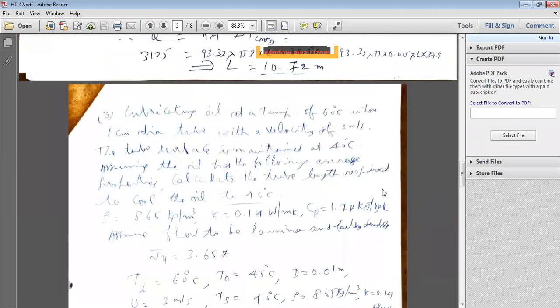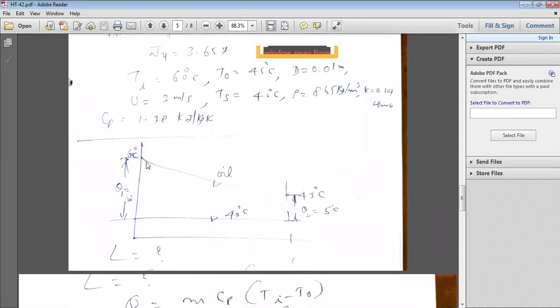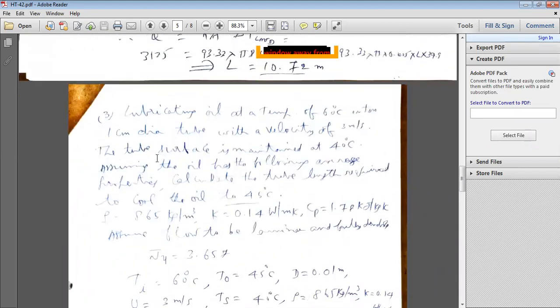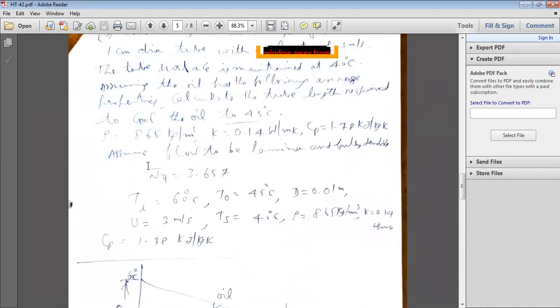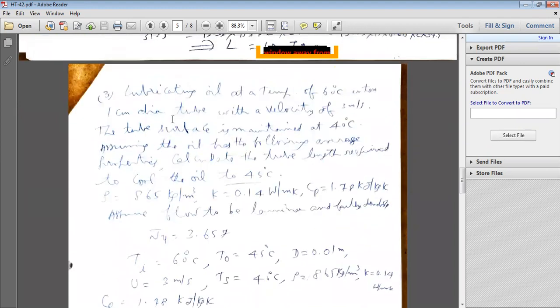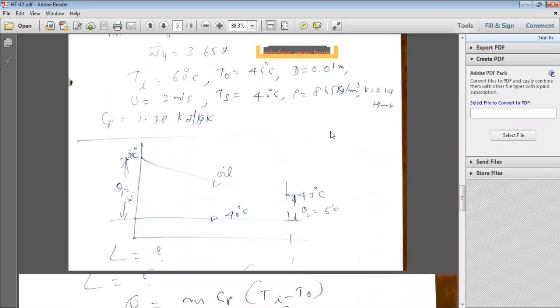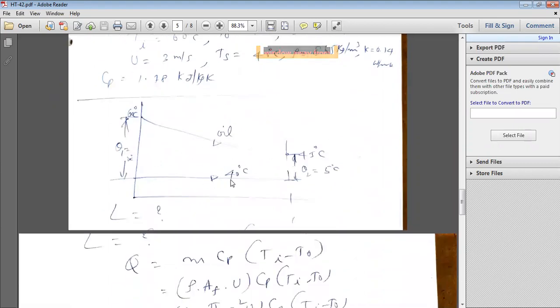Following the same analysis, we'll do one more problem. All of you listen carefully. Lubricating oil at a temperature of 60 degrees centigrade enters a 1 centimeter diameter tube with a velocity of 3 meters per second. The tube surface is maintained at 40 degrees centigrade, so it is a constant wall temperature of 40 degrees centigrade. Because 40 degrees is less than 60, you take the bottom instead of the top.